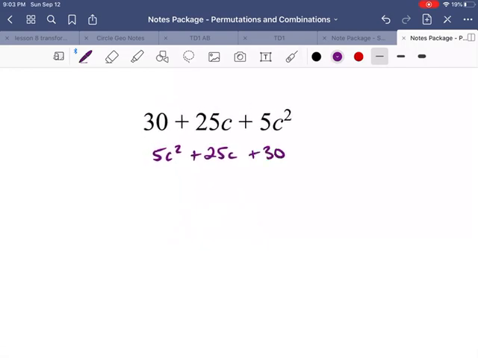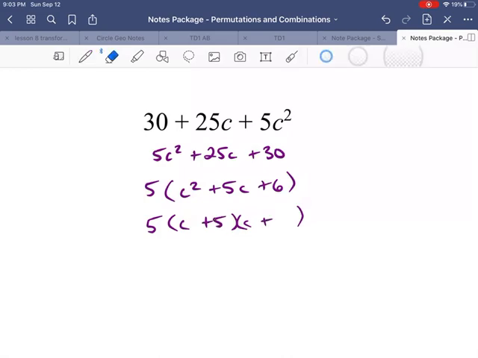All right, I see a GCF. They're all divisible by 5, so let's factor out that 5 first. And this one has to be C and C. It's got to be 5, and it's got to be, sorry, it's not got to be 5.